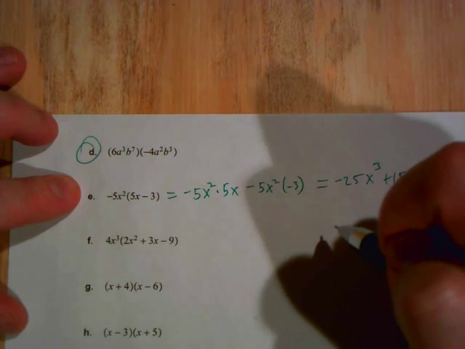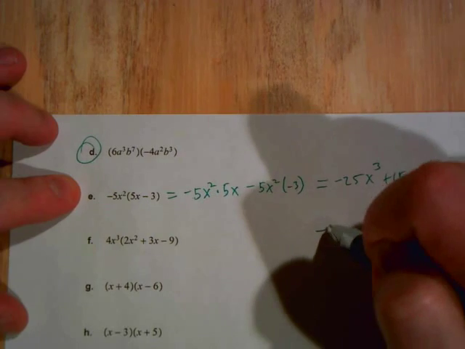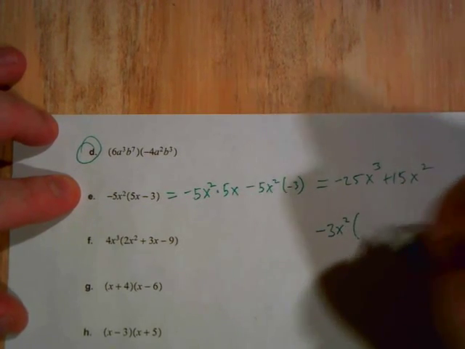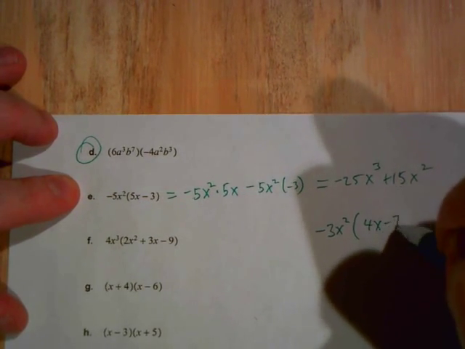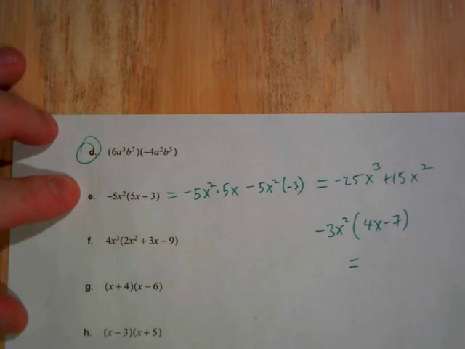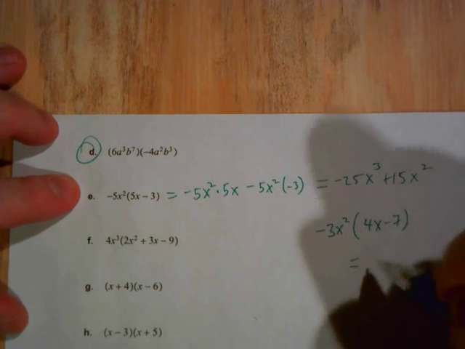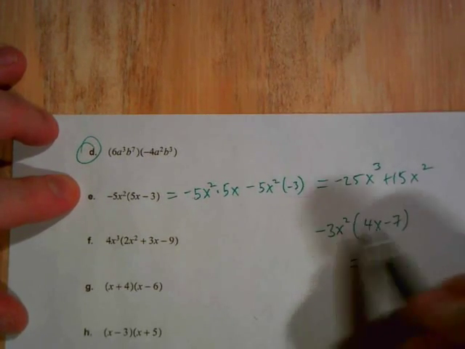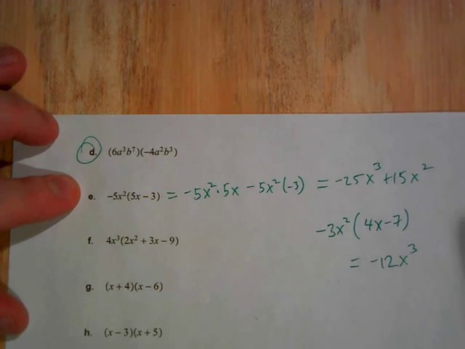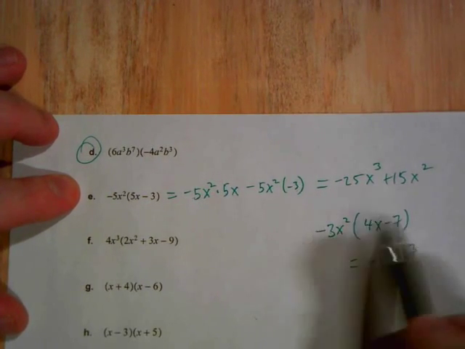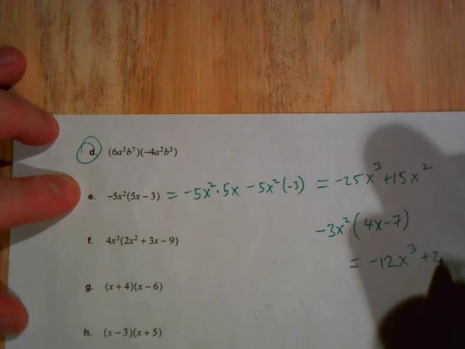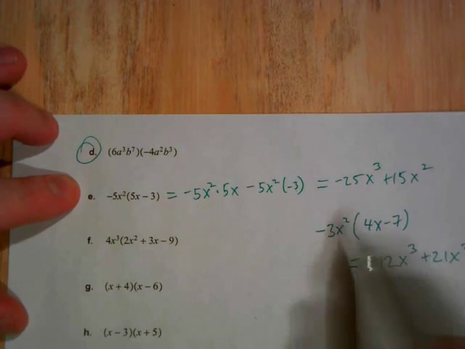Here's really what I would expect to see if I gave you minus 3x squared times 4x minus 7. I would expect you to just go minus 3 times 4 is minus 12. X squared times x is x cubed. And then minus 3 times minus 7 is a plus 21. And then I still have the x squared.